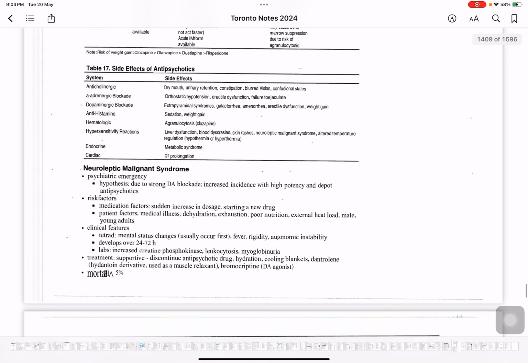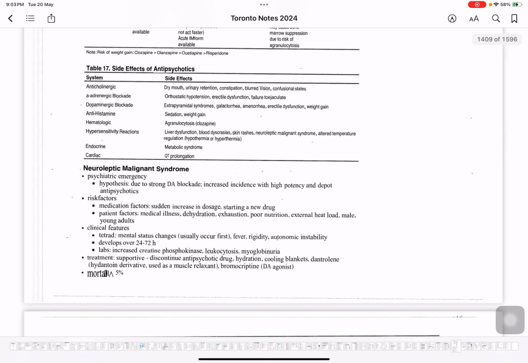Now coming to side effects of antipsychotics. What are the side effects? Anticholinergics: dry mouth, urinary retention, constipation, blurred vision, confusional state. Anticholinergic means dry mouth, no water in the mouth, the urine is retained, the stool is retained in the body, constipation, blurred vision, confusion. So anticholinergic means everything is retained in the body, your mouth is dry.